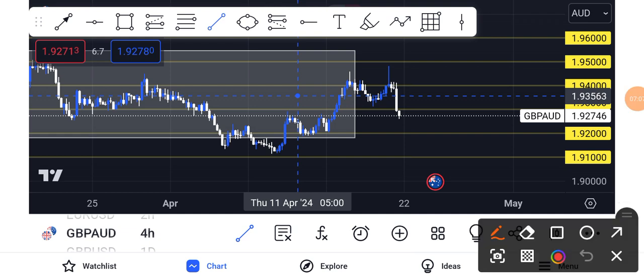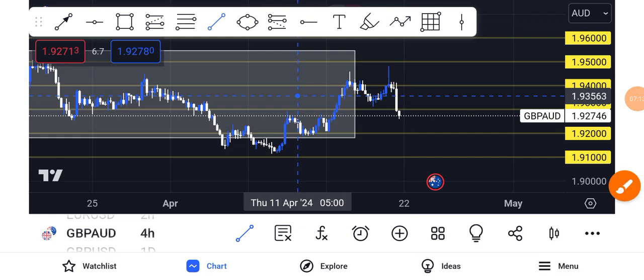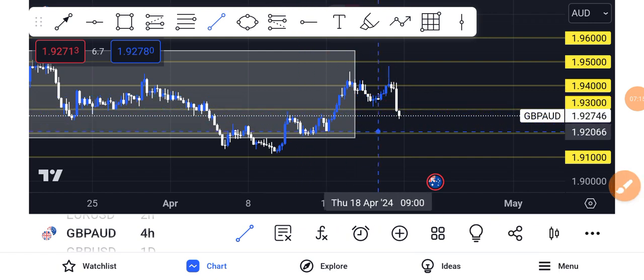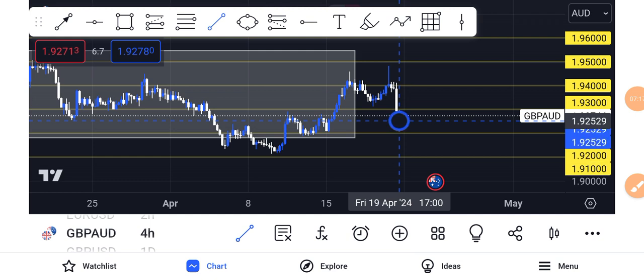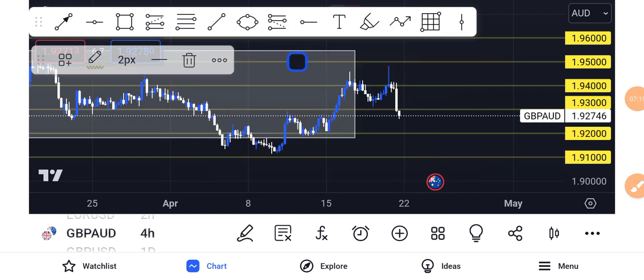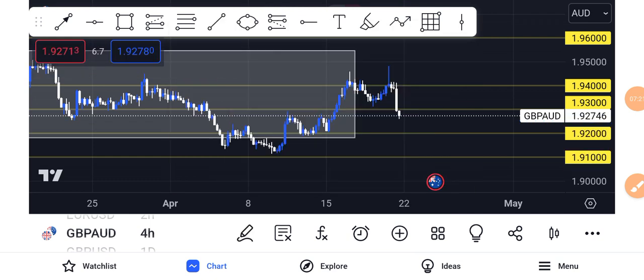Let me use my tools. You have one top here, the other top here. This is the neckline. It has taken out the neckline. So what are we expecting? We are expecting a little retracement, guys.